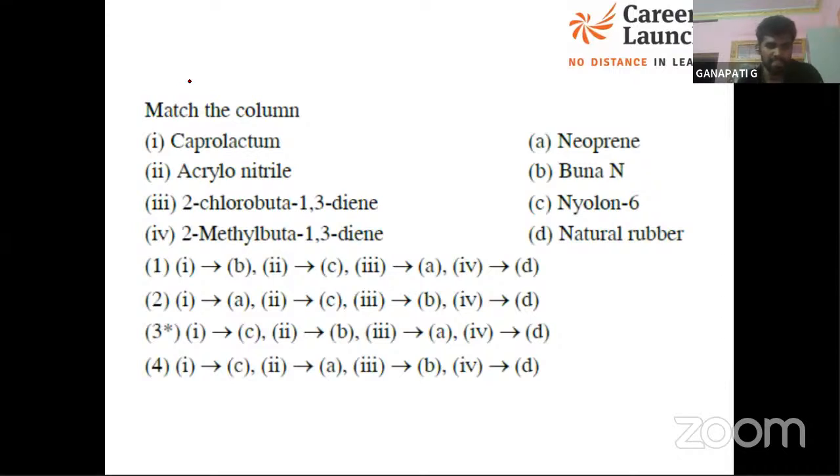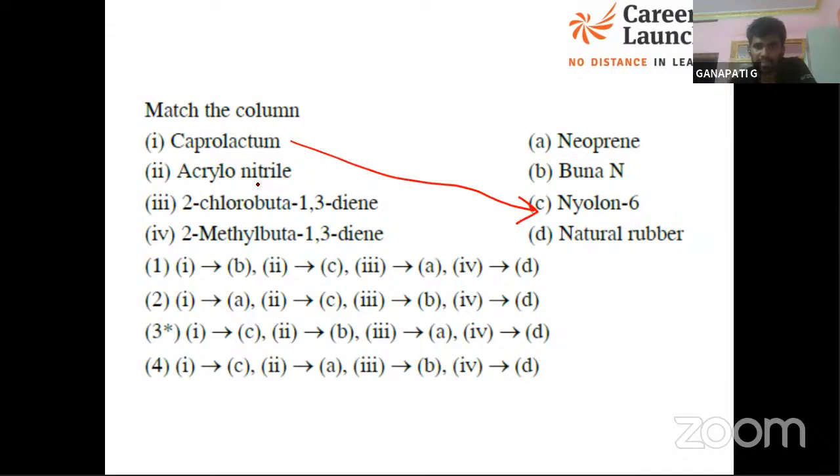Second, match the following. If you observe this one, it is about polymers: caprolactam, acrylonitrile, 2-chlorobuta-1,3-diene, 2-methylbuta-1,3-diene. So it is from the polymers topic. As all of you know, these are monomers and these are polymers. If you observe carefully which one is matching to which, caprolactam, as all of you know, gives nylon 6.